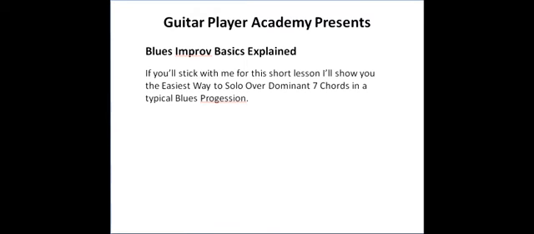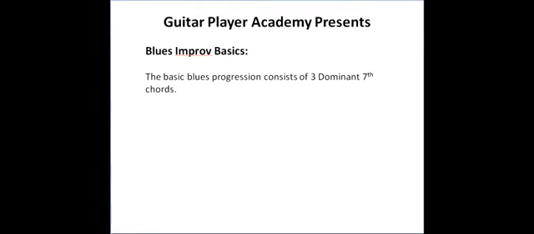Today I want to talk to you a little bit about my new Blues Improv Basics course. If you'll stick with me for this short lesson, I'll show you the easiest way to solo over dominant 7 chords in a typical blues progression. The basic blues progression consists of 3 dominant 7 chords. Each chord is labeled 1, 4, or 5.